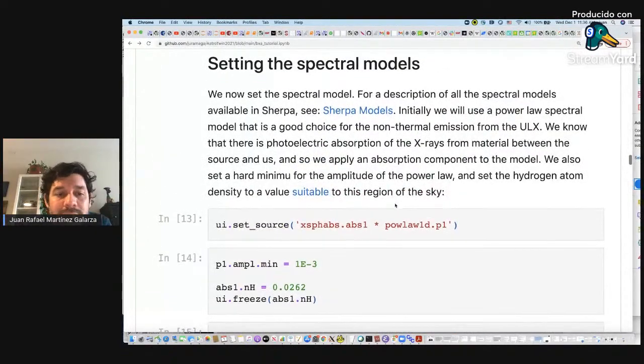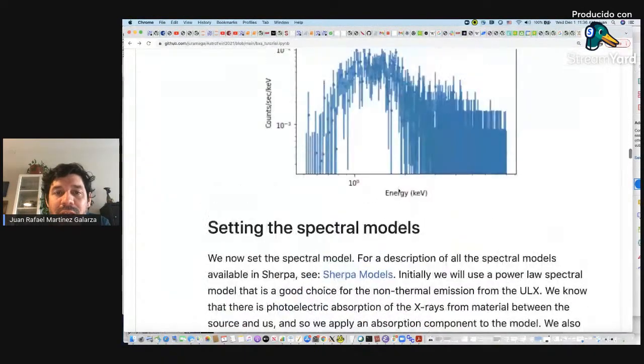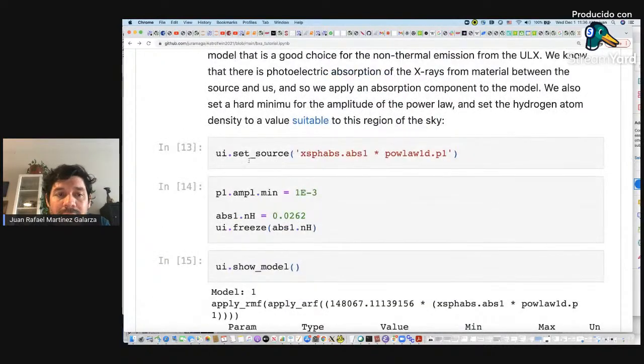So in this case, I am going to test two models. I am going to try to fit my spectrum with a model that is only a power law, so a non-thermal process. And then I am going to fit my spectrum with a model that is only thermal emission from a black body, from the accretion disk. Okay, so the way I do that is I set my source to this model, right? And my model is going to be the power law.